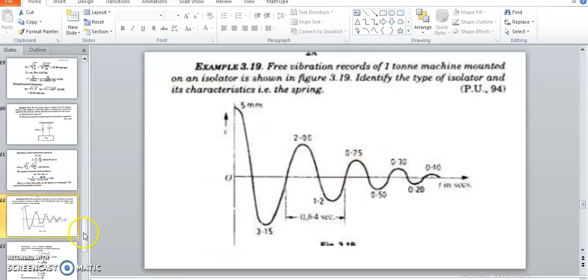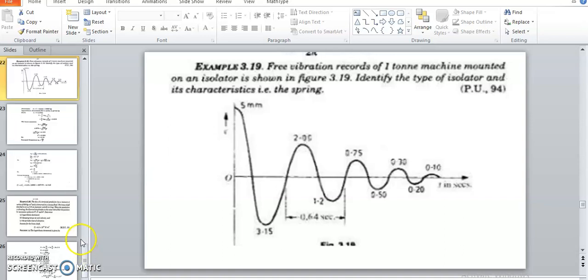Another example. Here a record is shown for a particular system. They recorded displacement over time, and they plotted this displacement-time plot for a particular system having a mass of 1 ton, or 1000 kg, and for the system you have to find its characteristics.